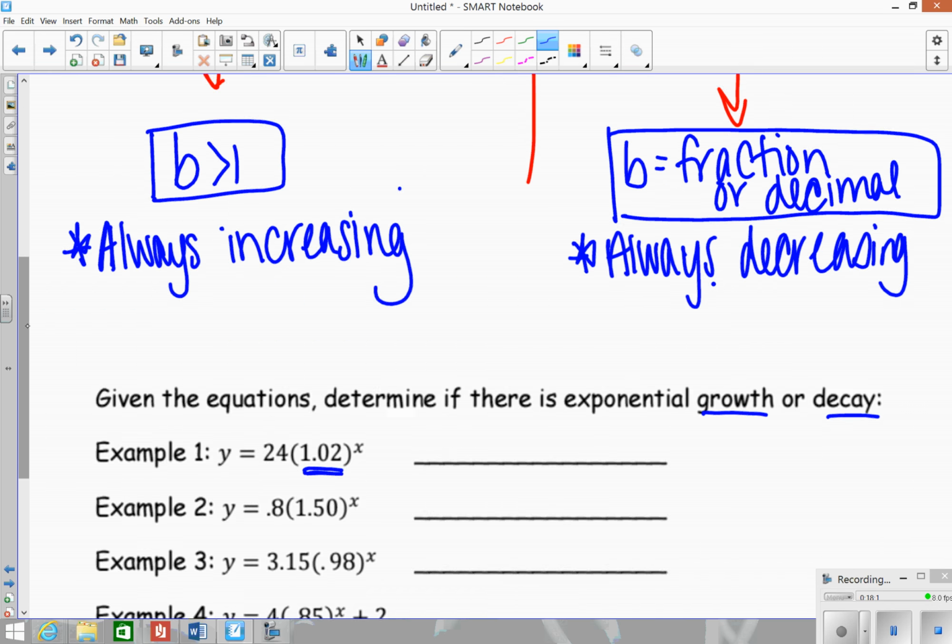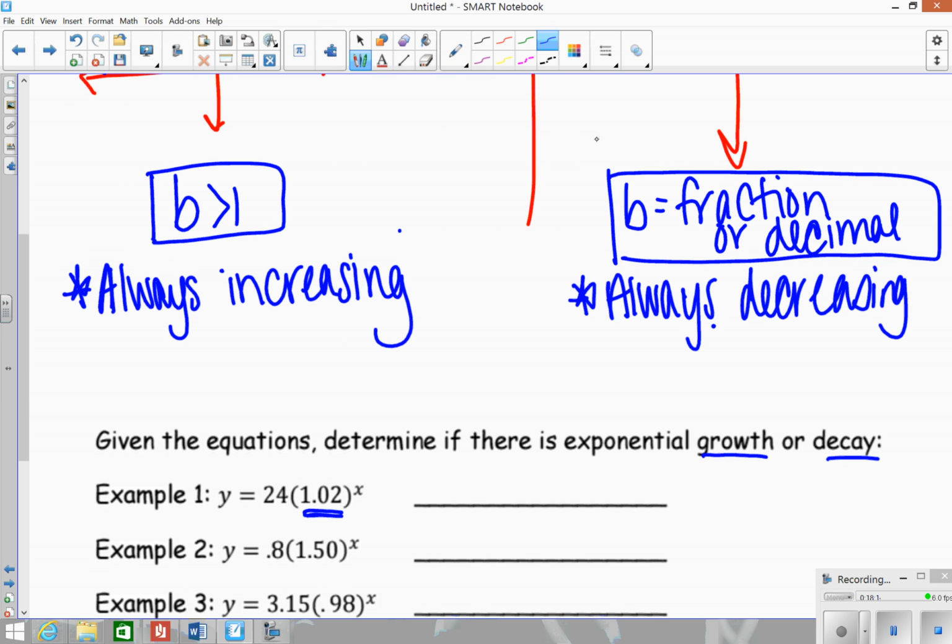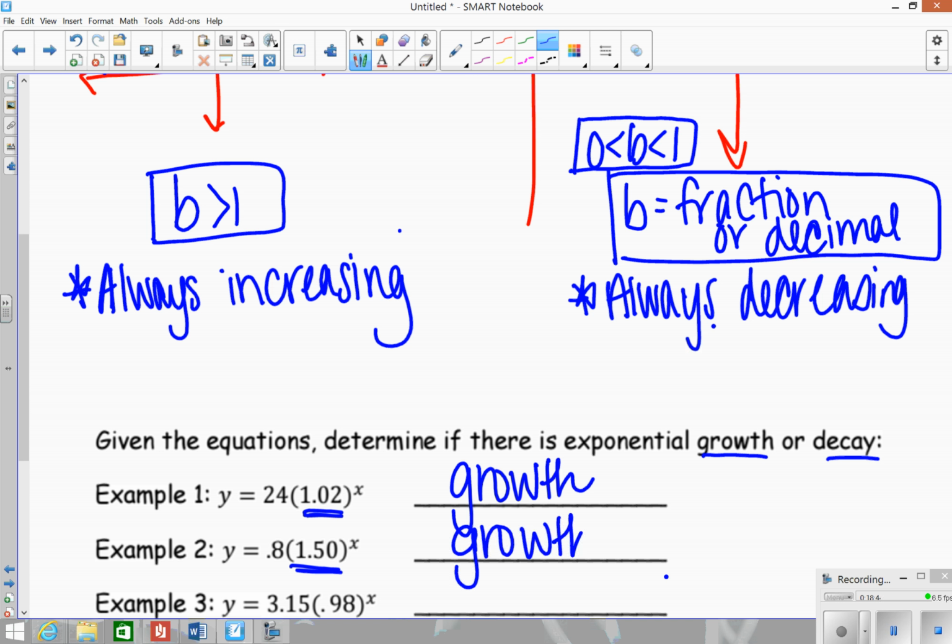So let me add up here. Let me also write this, that b has to be between 0 and 1. If I say a fraction or a decimal, I mean not a number greater than 1. I mean between 0 and 1. So if I look at this one, 1.02, this is greater than 1, so that tells me that this has to be growth. If I look at this one, 1.50, again, greater than 1. So again, that's going to be an exponential growth function. Yes, these are decimals, but they're greater than 1. They're not between 0 and 1.